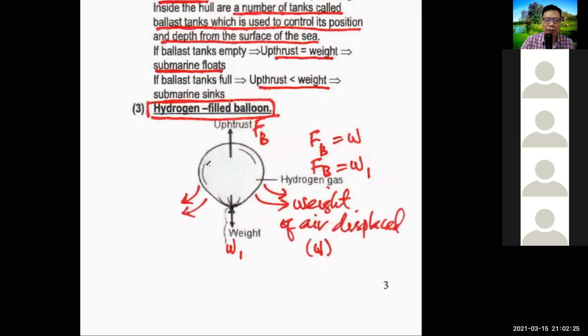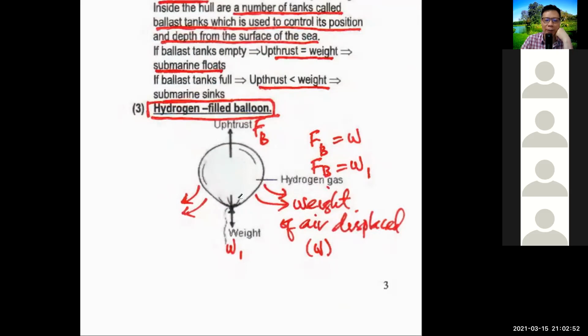These hydrogen fuel balloons also have two types of forces. One is the weight, and the other one is the buoyant force, the upthrust force. Only two forces: the weight of the thing and the buoyant force. Now, where does this buoyant force come from? The first question you must ask is, why is there a buoyant force? This one is not in the water.